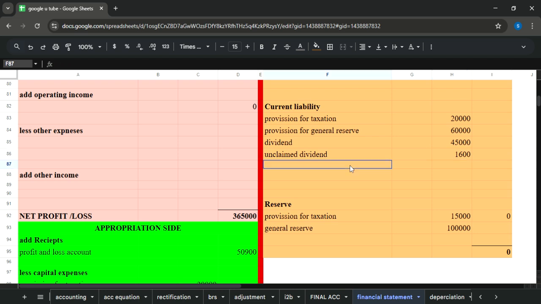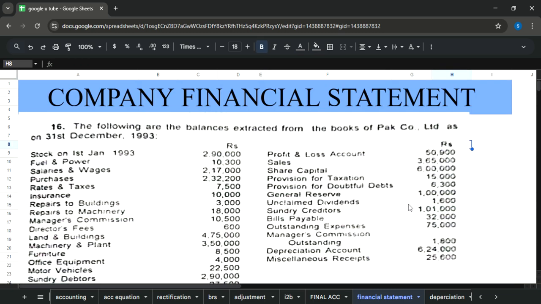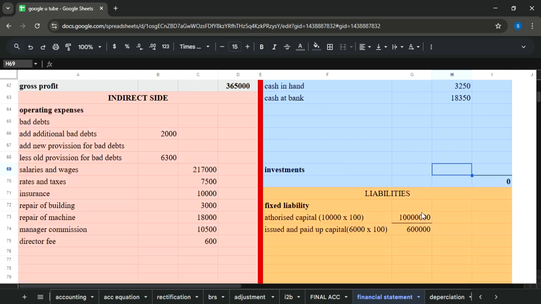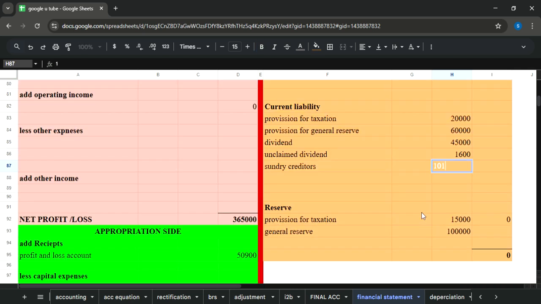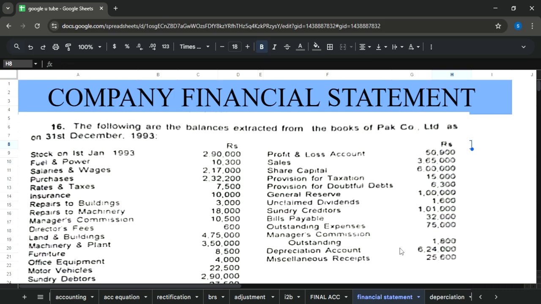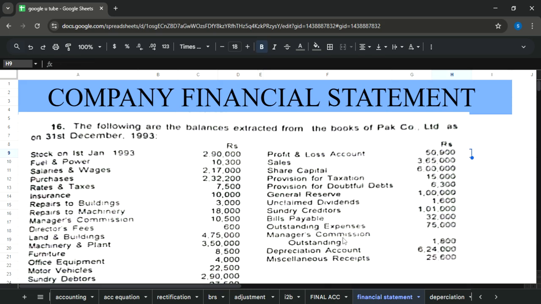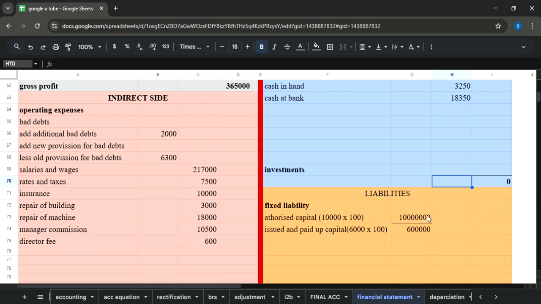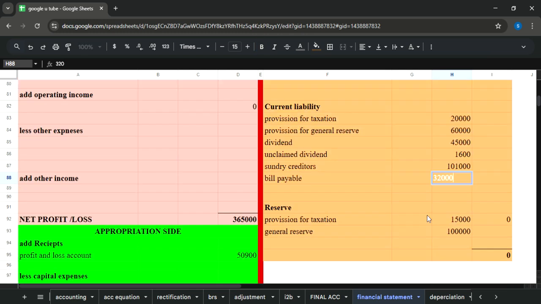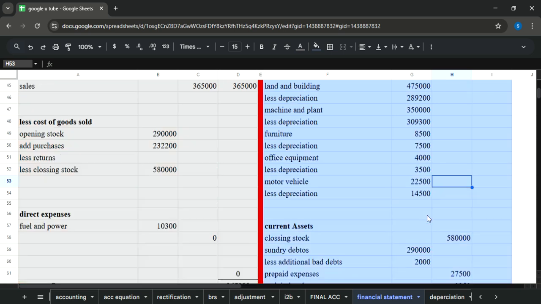Again in current liability, sundry creditors. Now let's see how much. That is 101,000. So in the current liability side, we are mentioning sundry creditors. Bills payable, again liability side, and the amount of bills payable is 32,000. We are mentioning this amount in the current liability side.